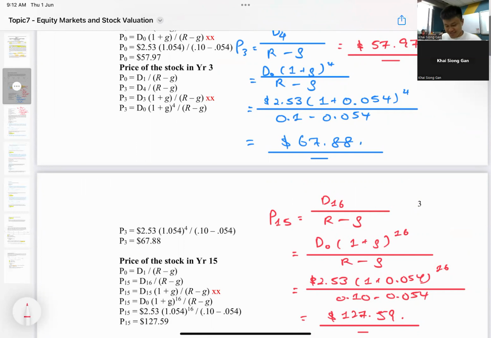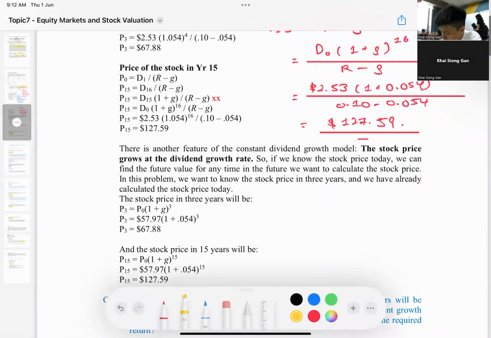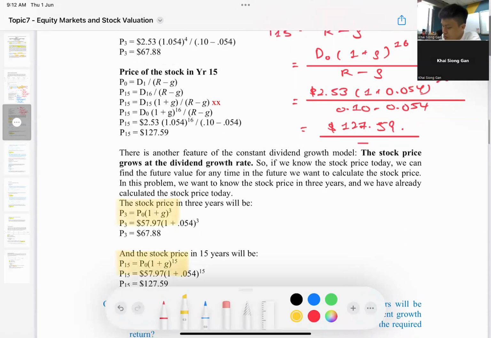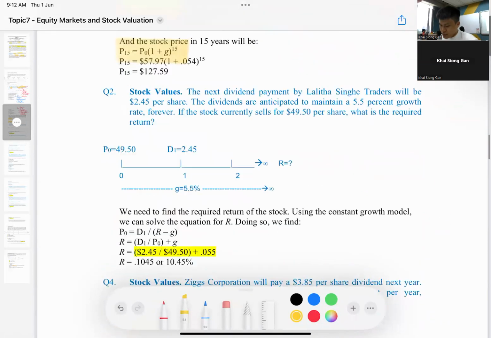Alternatively, you can even use this formula that's suggested in your answers over here. To calculate P3, they can straight away use P0 bracket 1 plus G power of 3. This one also can. These are alternative methods, but I will use this one because it's easier. It depends on you. Okay, can we move on? Yeah, we move on. Okay, next question.